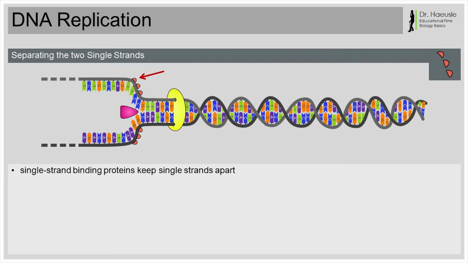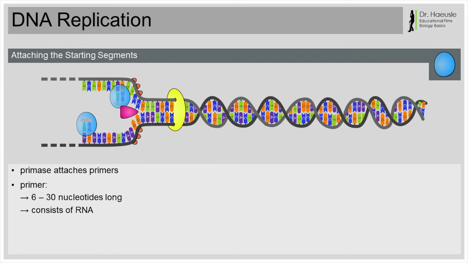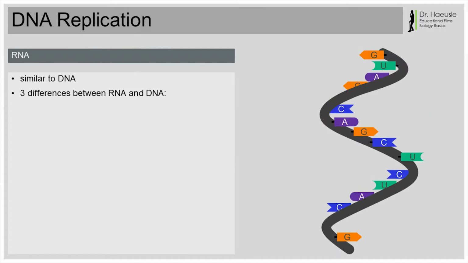Now that the double strand is straightened and split into two strands, new nucleotides can be connected, right? Before new DNA nucleotides can be attached, a starting segment has to be connected to the DNA strand by the primase. This starting segment is called primer. The primer consists of 6 to 30 nucleotides and is made of RNA. RNA? What's that? RNA is quite similar to DNA.